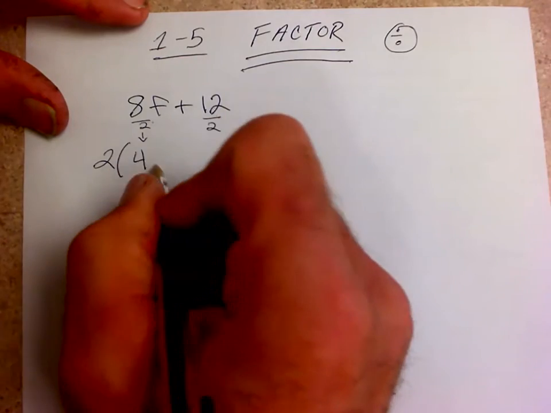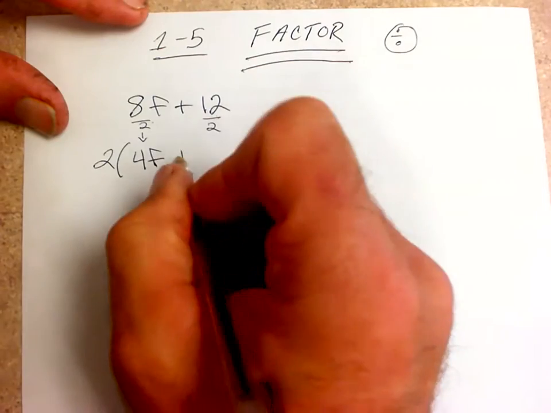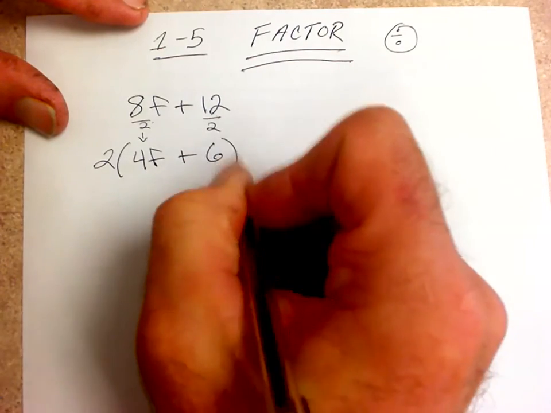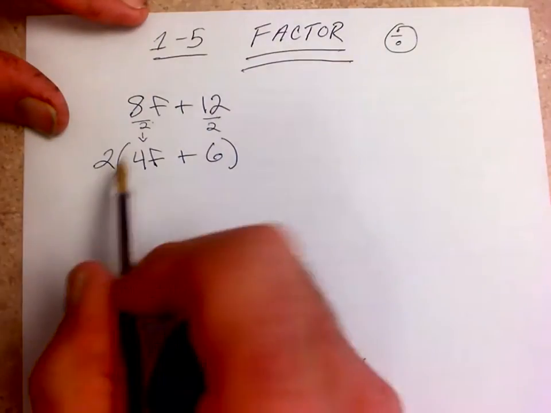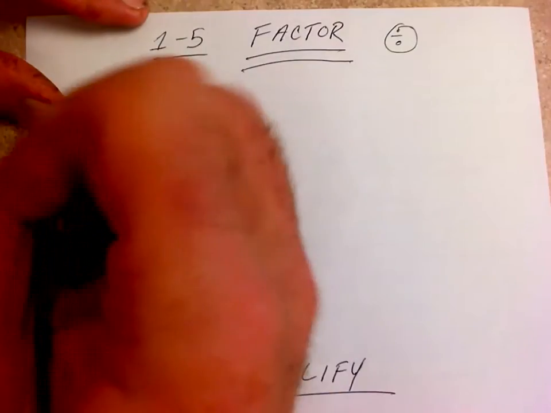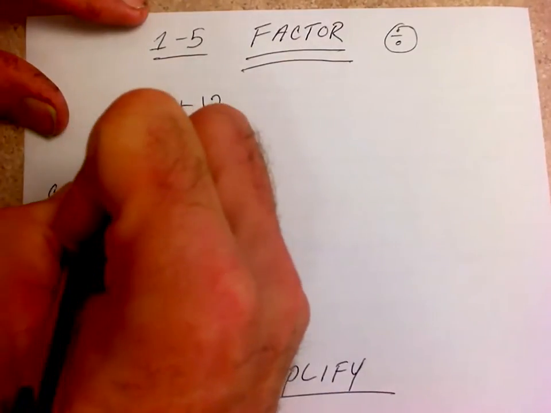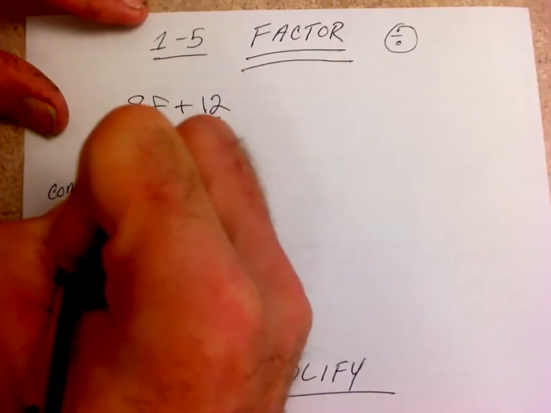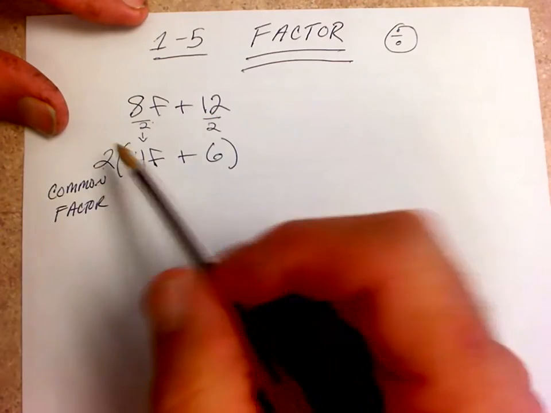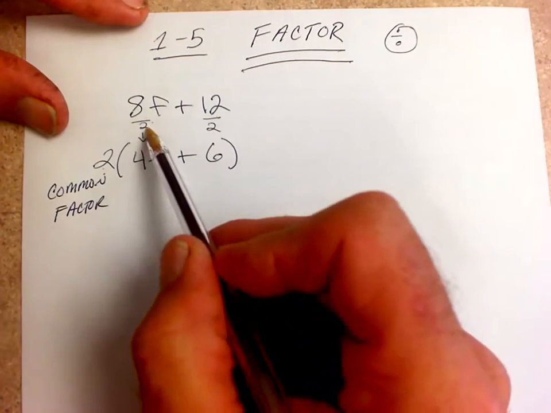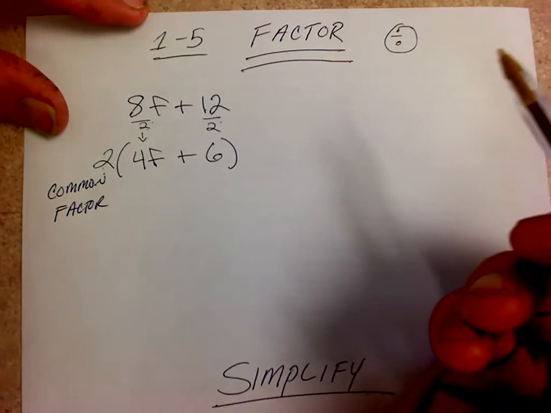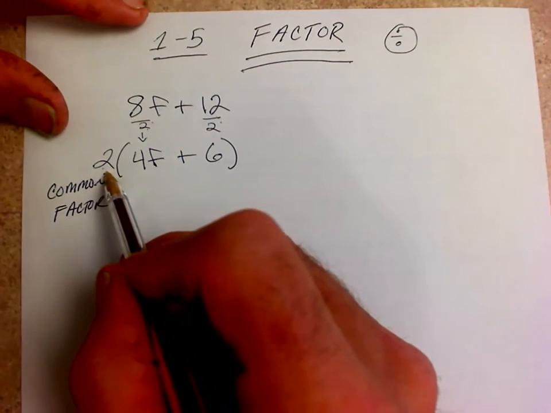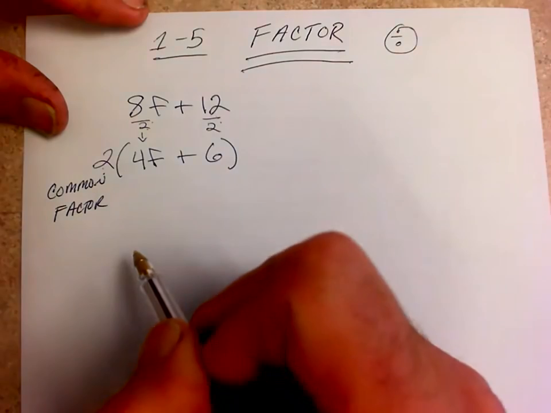That results in a 4F. 12 divided by 2 is a 6. That's one equivalent expression. We write the 2 out front because this is our common factor, that way we all know what number you're using. This little divided by 2 and divided by 2, that's your work that you can show. But this is your common factor here, and these are our new terms.